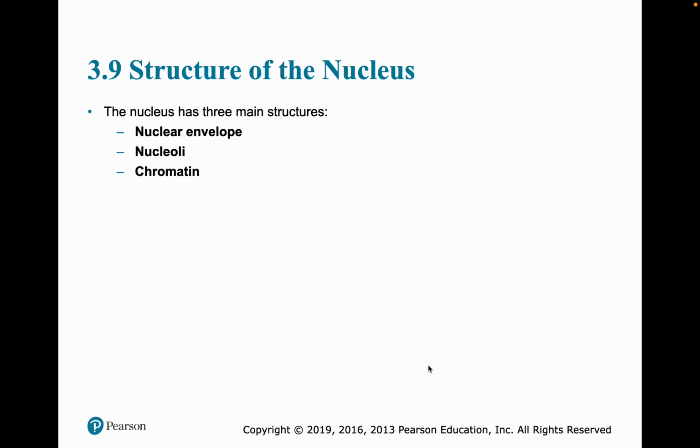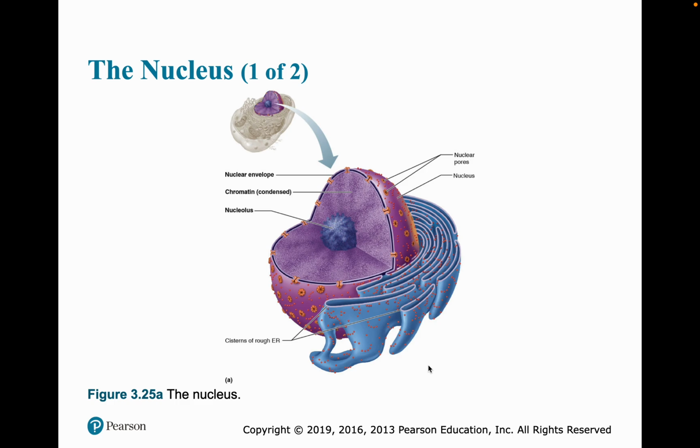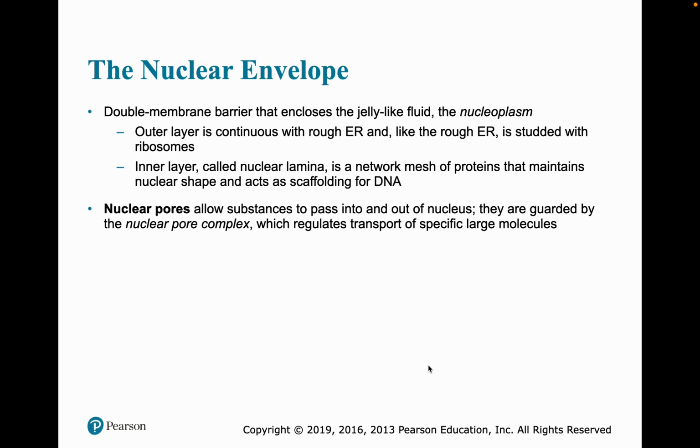The nucleus has three main structures: the envelope, the nucleoli, and the chromatin. There's an image of the nucleus with some rough endoplasmic reticulum present.